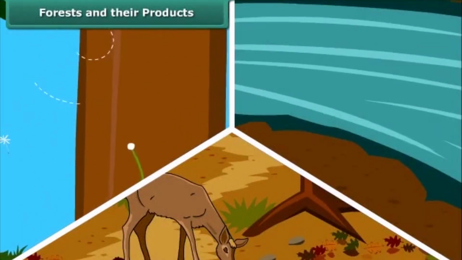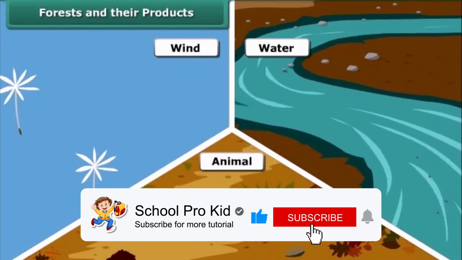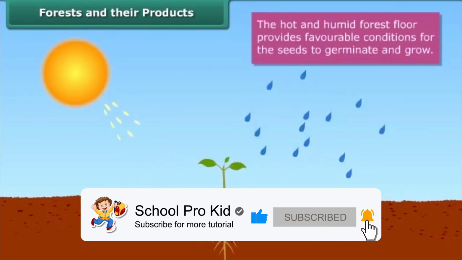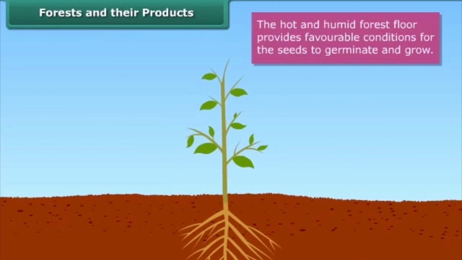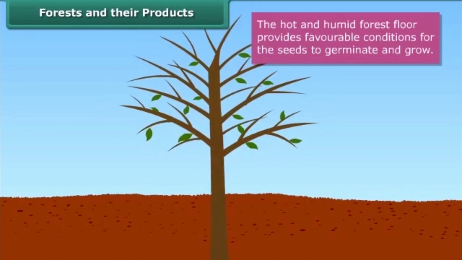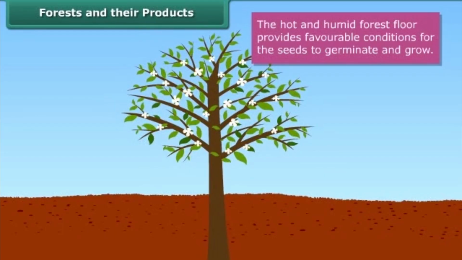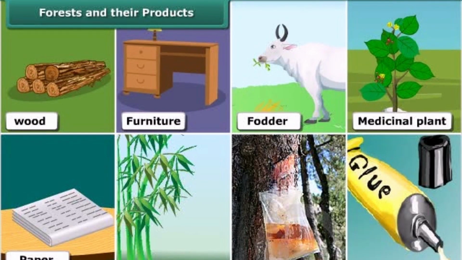Seeds produced by trees are dispersed by wind, water, and animals. The hot and humid forest floor provides favorable conditions for seeds to germinate. Seedlings emerge from germinated seeds and grow into saplings first and then trees. Forests give us numerous products such as wood for fuel and furniture, fodder for animals, medicinal plants, paper, bamboo, rubber, glue, and many more.